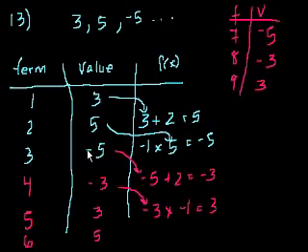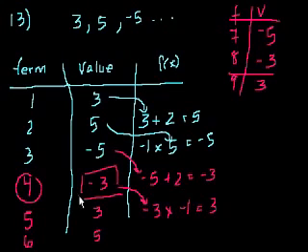So here we see that the pattern repeats: 3, 5, -5, -3, 3, 5, -5, -3, 3. So we see it repeats every 4th term, right? This is one cycle, then 3, 5, -5, -3, and this is another cycle. So it has this 4 pattern. So can we come up with any term that is a multiple of 4? What is our value? Well, at 4, our value is -3.